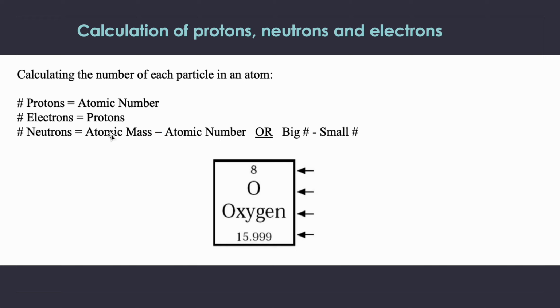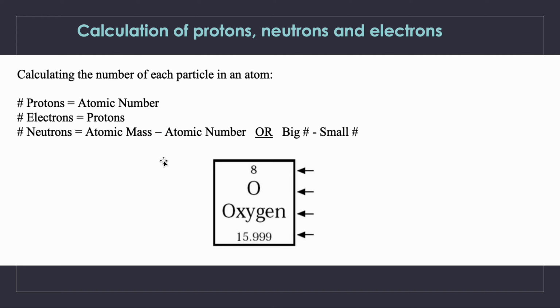You already know that atomic mass is composed of protons plus neutrons. Atomic number is just protons, so this number minus this one will give you the number of neutrons. Or an easy way to learn it is the big number minus the small number. So it's another way, but it's better if you learn atomic mass minus the atomic number.